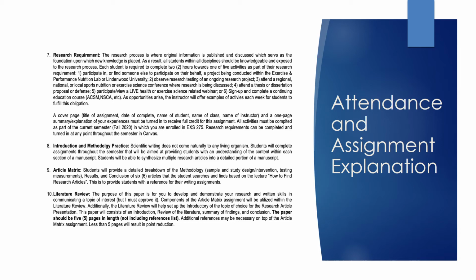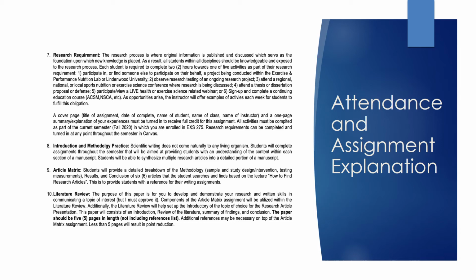Another thing that's going to be throughout this semester is an article matrix. So for this, students will provide a detailed breakdown of the methodology, such as the sample and study design and intervention, testing measurements, the results, conclusions of at least 6 articles that the student searches and finds based on the lecture on how to find research articles that we're dedicating a day to. This is to provide students with a reference for their writing assignment, such as your literature review.